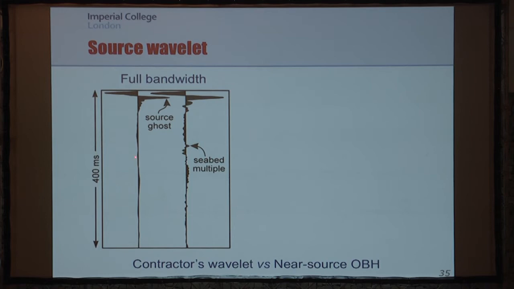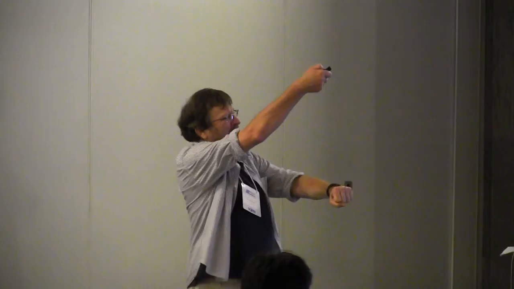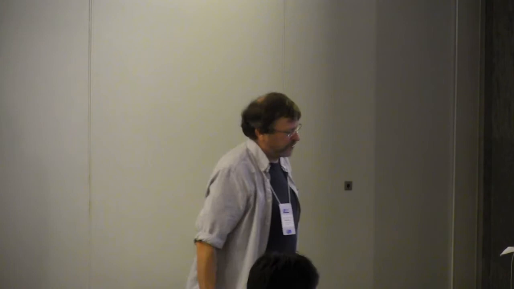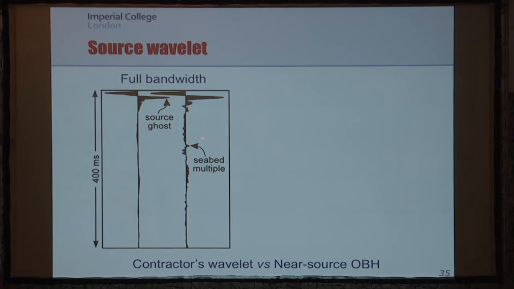This is a direct observation of the data. So this is a receiver on the seabed sitting underneath the source, scaled to make the amplitudes look the same. And you can see it looks really quite similar to the true source. It has some extra features. This is a sea bottom multiple. So that sea bottom multiple is present in the data. It's not present, of course, in the contractor's wavelet. And then there's some other features which will be multiples and start to be reflections in the subsurface. So if you looked at that, you might think that was a good estimate of the source.